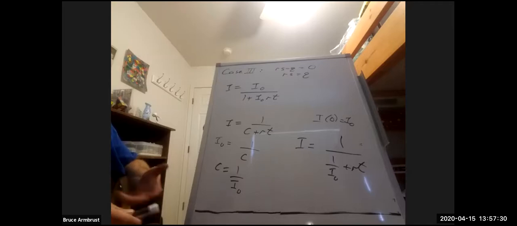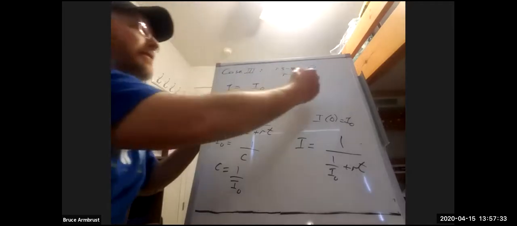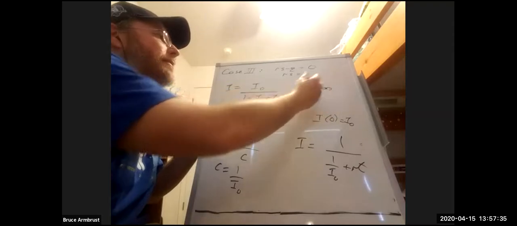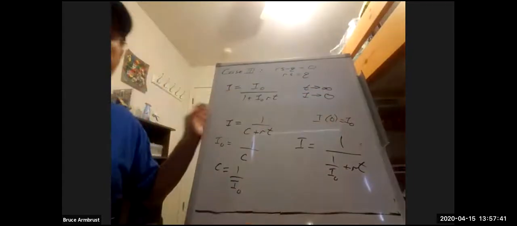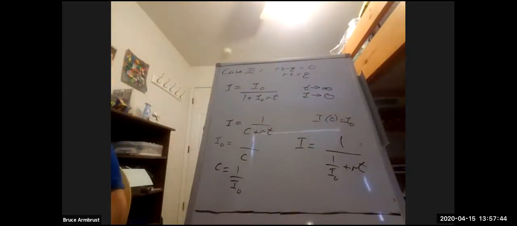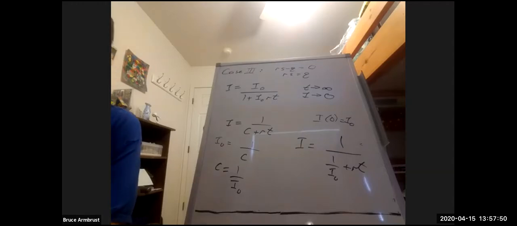All right, so now what happens to this? As T goes to infinity, what happens to I? It approaches 0. Yeah, it also goes to 0. So just like that other case, I guess it was case 2, this case also goes to 0. So this was one where we're basically curing people at the same rate as they're getting infected. So why does that still drop down to 0?